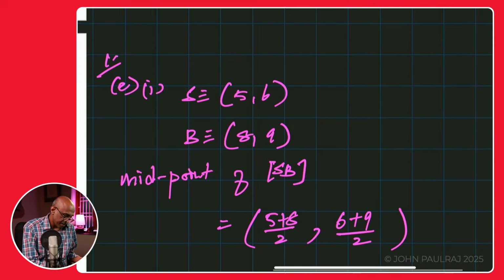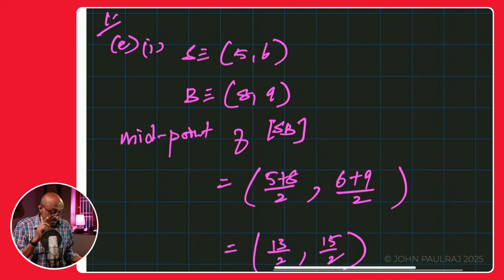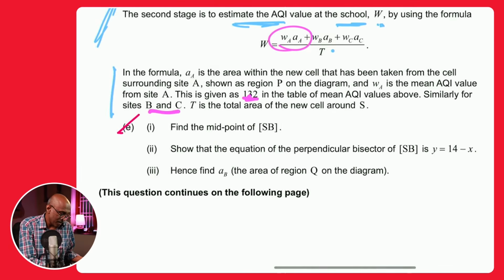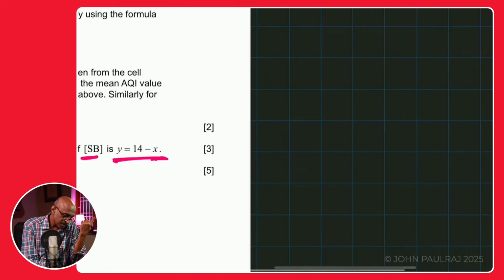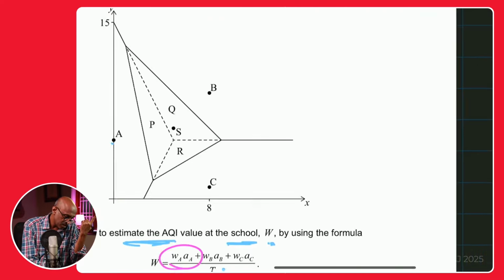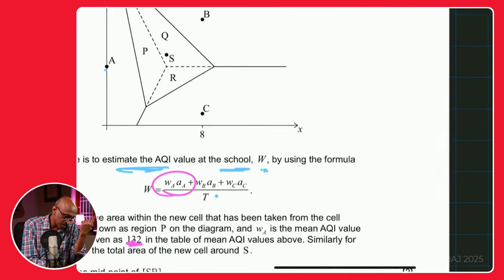I'm surprised that they asked the same thing in the very same question, even though the coordinates are different. Same thing means midpoint. Okay, we are done with E part 1. Let's see E part 2. Show that the equation of the perpendicular bisector of SB is y equals 14 minus x. We just found the midpoint. Let's find the slope between the 2 points and use the point-slope form. That will be our strategy.